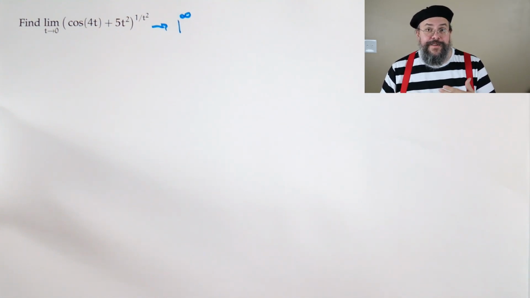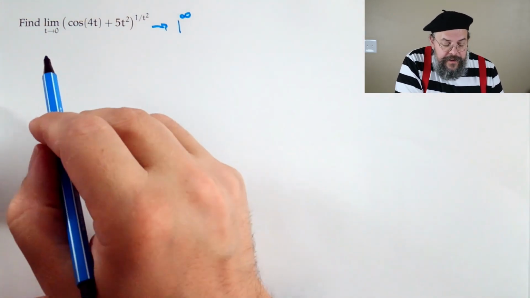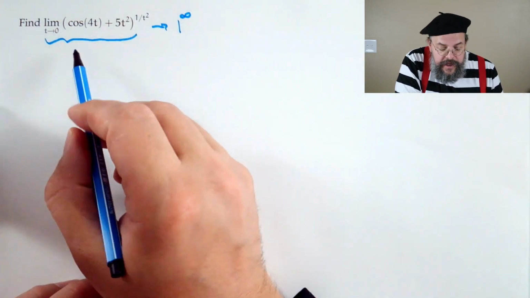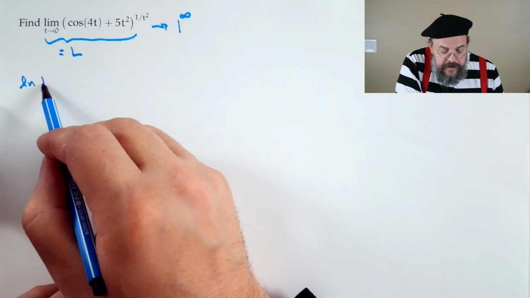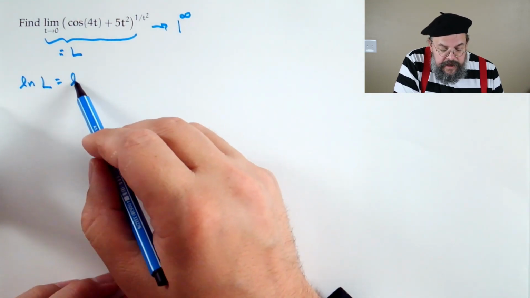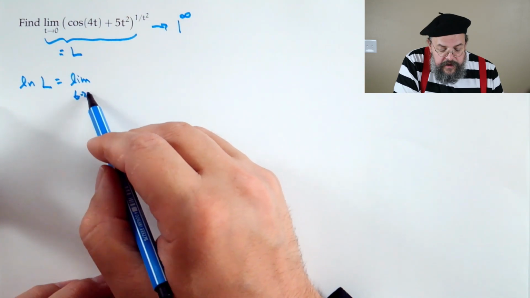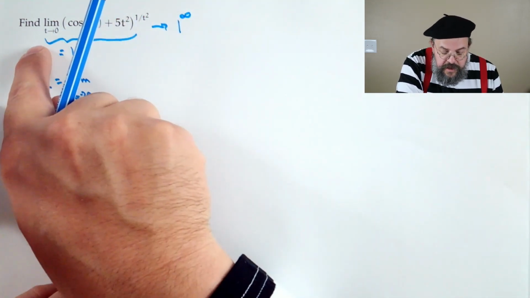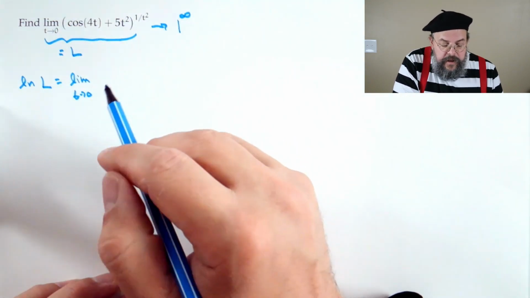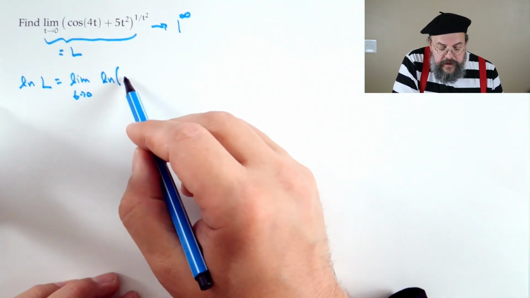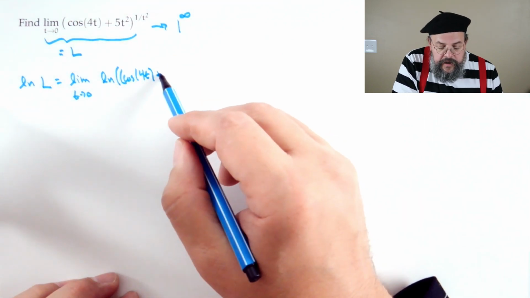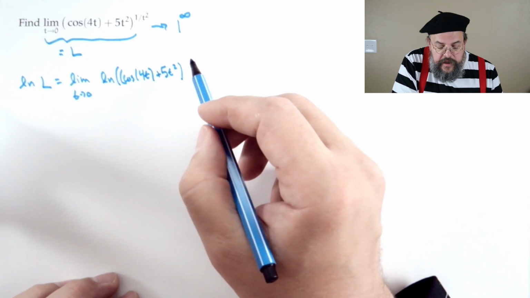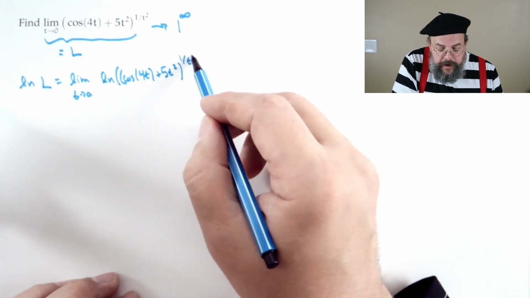And of course, our first step is we got to get to a fraction. So we'll get to our fraction using logs. We're going to call this whole thing L. So the log of L is going to be the limit as t goes to 0. It's the log of this whole expression, but I'm going to push the log into the limit of the log of cosine 4t plus 5t squared, to the power of 1 over t squared.